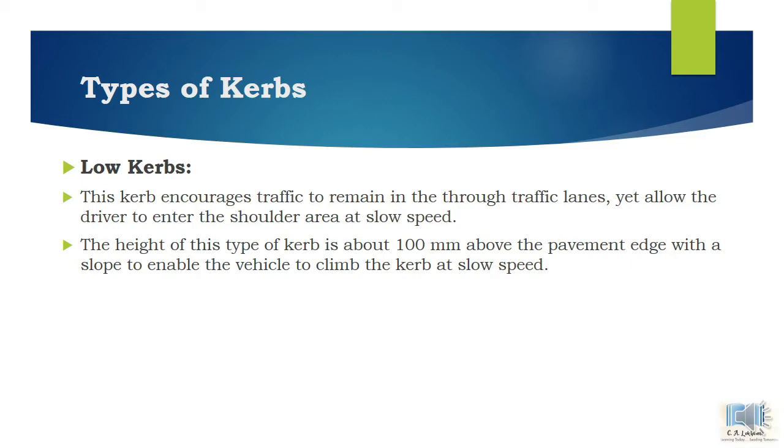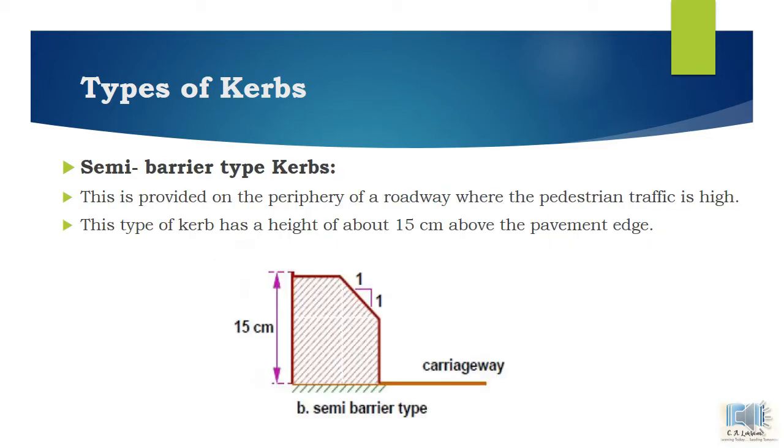Okay, the height of this type of curb is about 100 mm above the pavement edge with a slope to enable the vehicle to climb the curb at slow speed. Means the height of this type of curb is about 100 mm. It's about 15 centimeter.